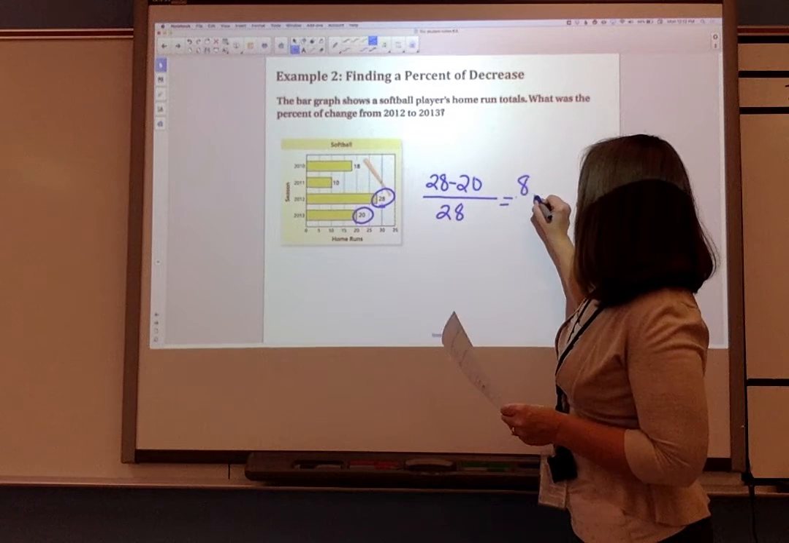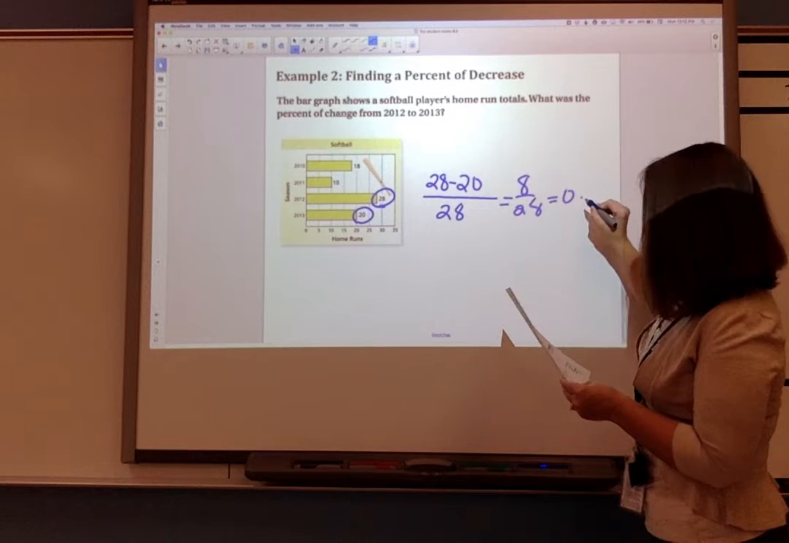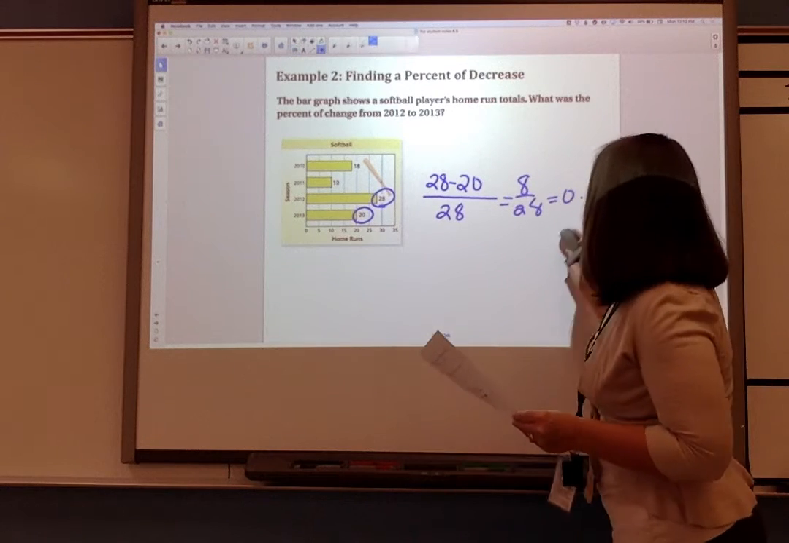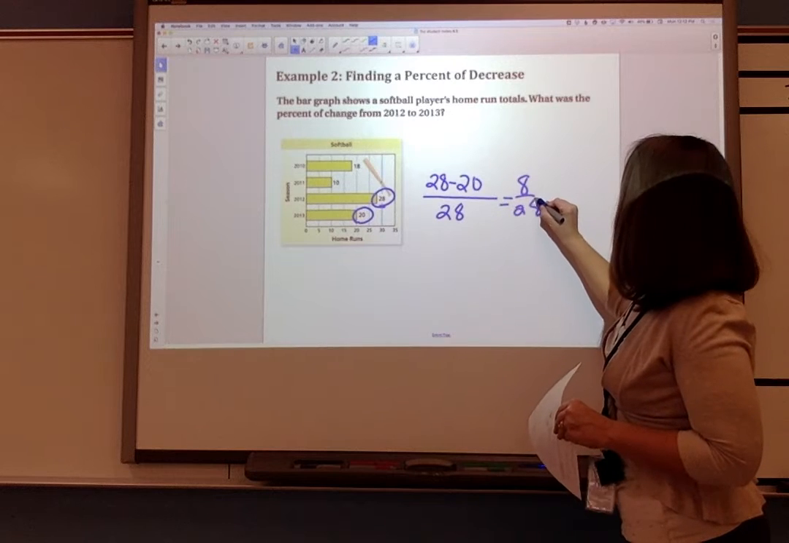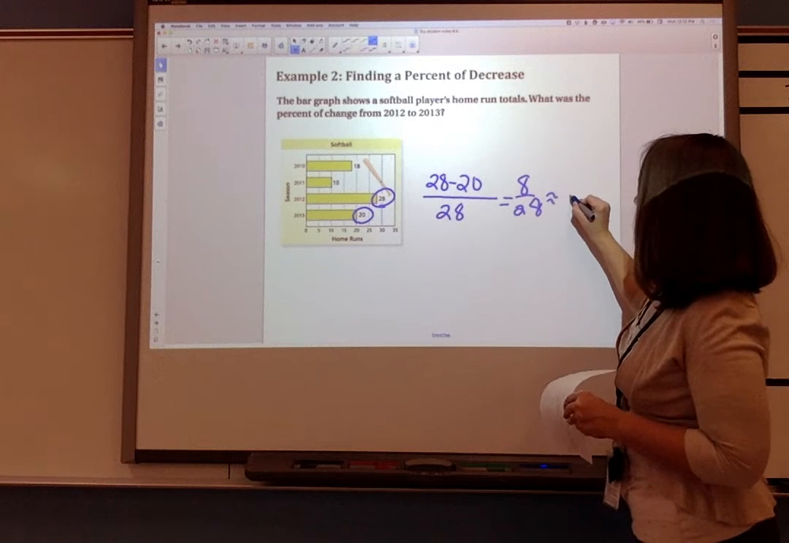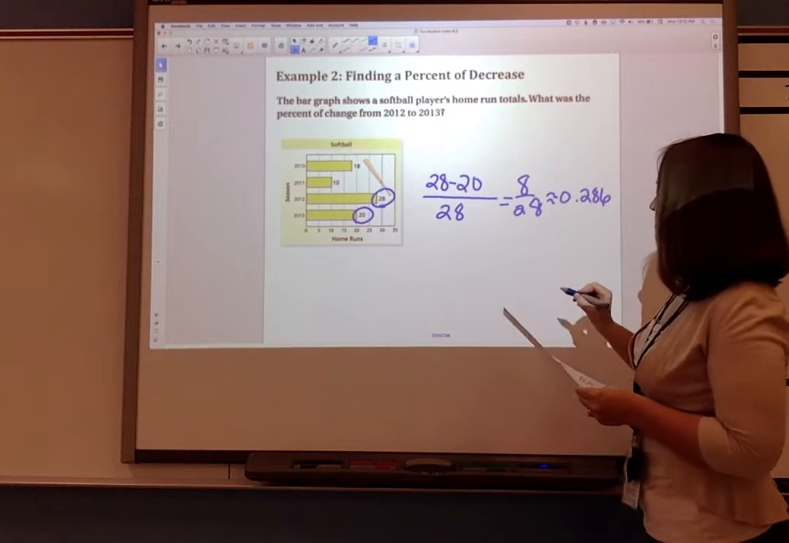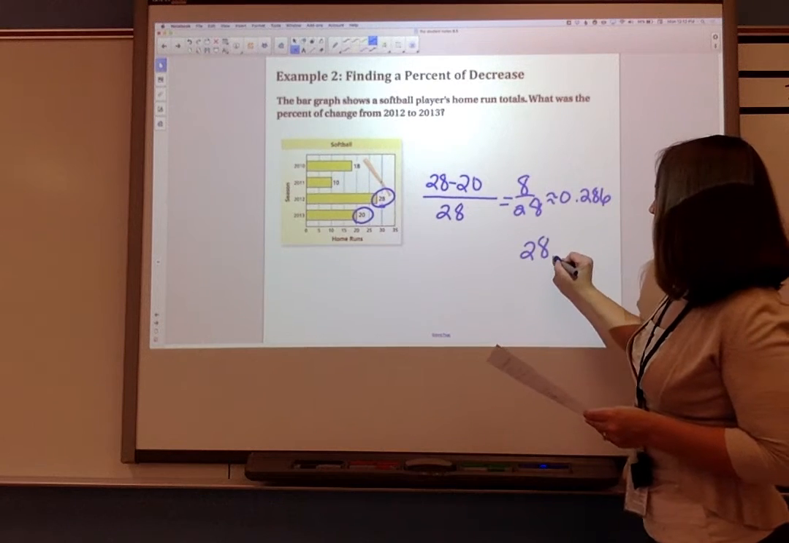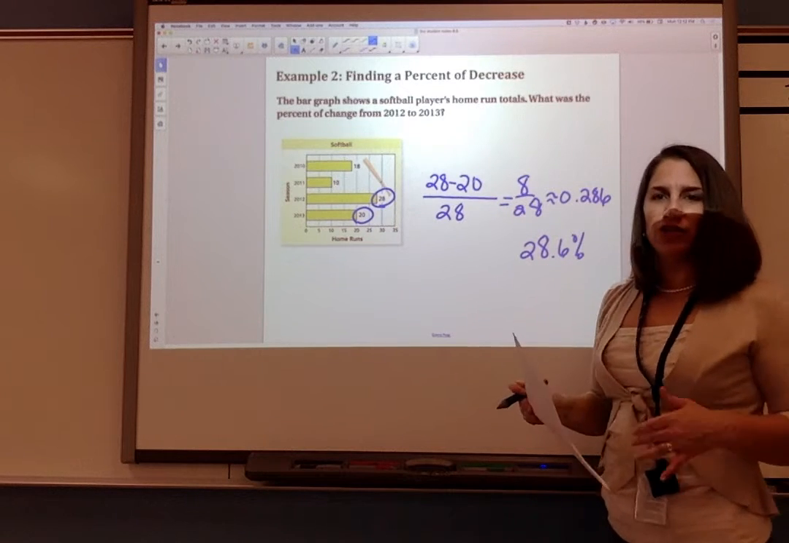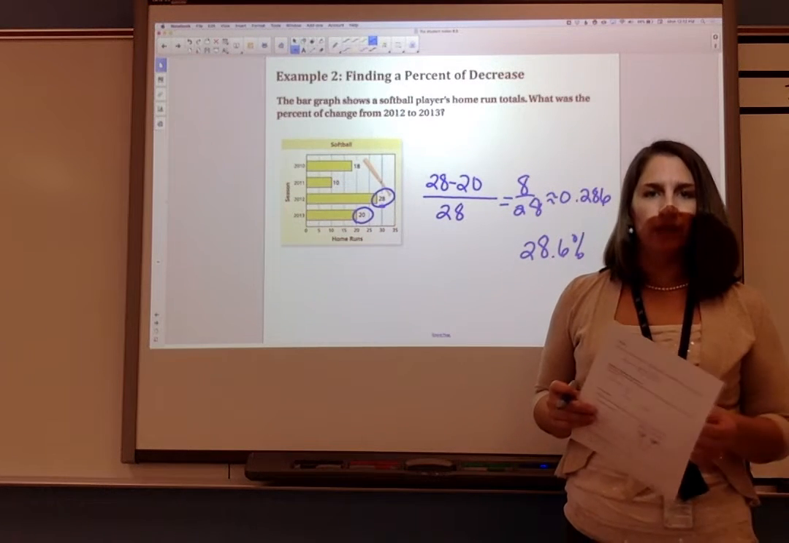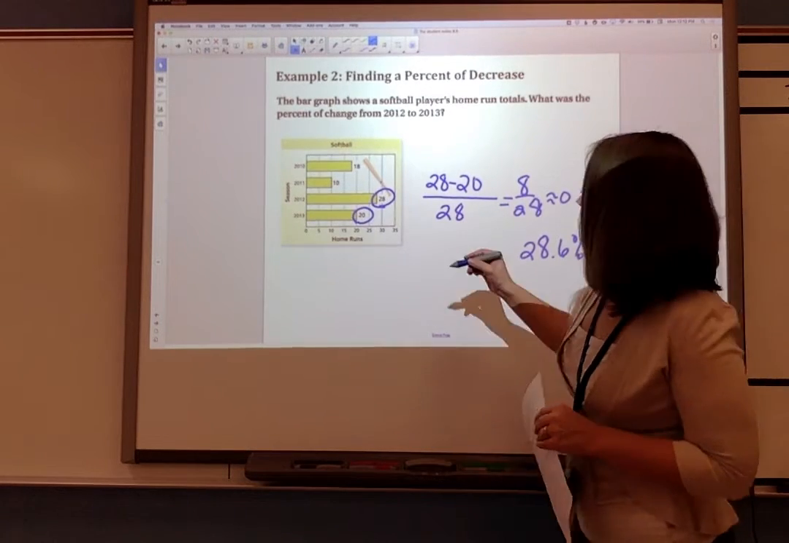So that's 8 over 28, which is about equal to, so I'm going to use this little squiggly equal sign to show it's approximately equal to 0.286, which is 28.6%. This is an approximation to the nearest tenth of a percent, which is typically what I'm going to ask you to round to.